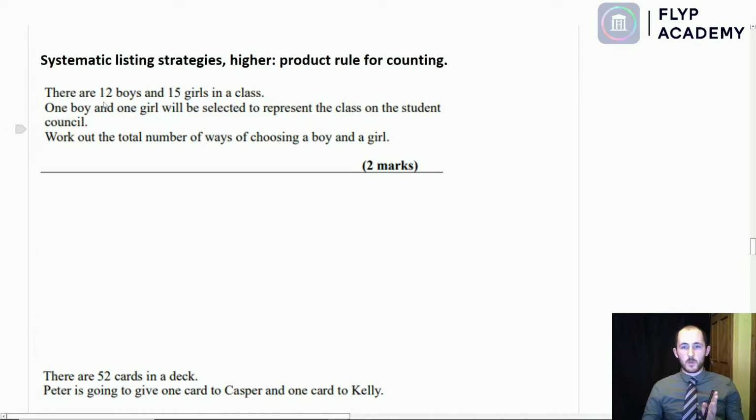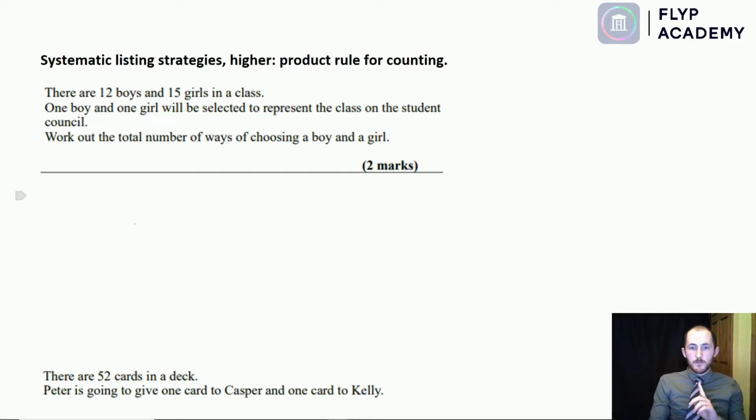So let's just go through some questions. There are 12 boys and 15 girls. One boy and one girl is selected to represent the class on the student council. Work out the total number of ways of choosing a boy and a girl. Well, let's think about this. We have 12 boys and 15 girls.